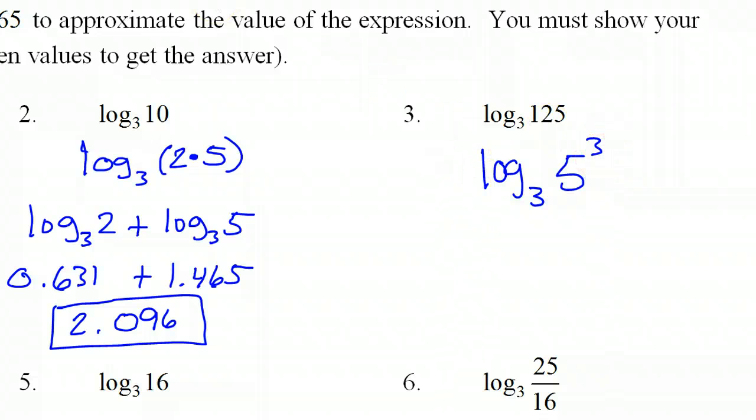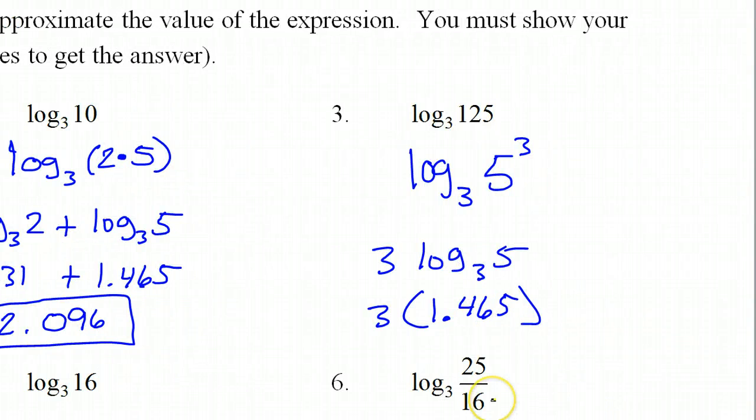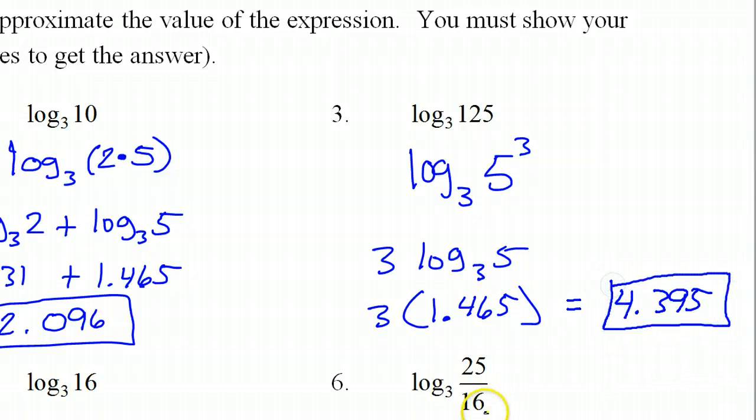So if I do that, then this is going to be 3 log base 3 of 5. Alright, so that's 3 times, and log base 3 of 5 was 1.465. So 3 times 1.465. And again, you can just put that in your 4-function calculator. So that gives us 4.395. And that's the answer to number 3.